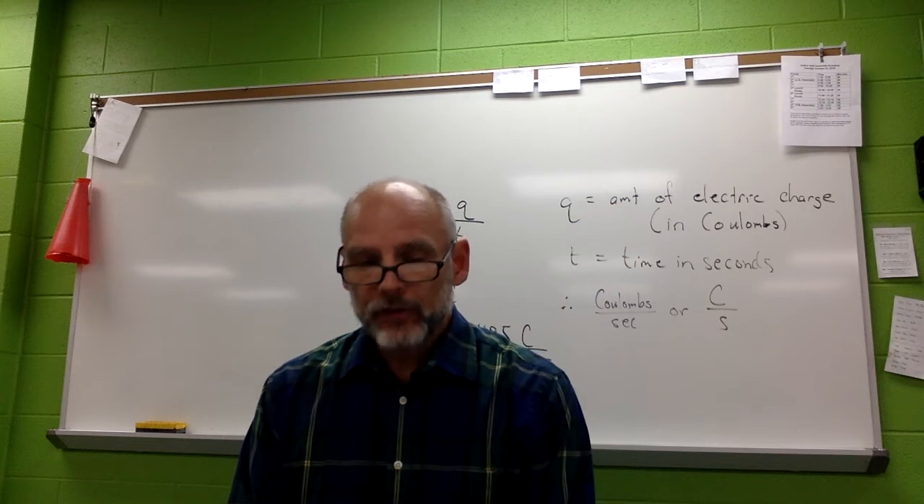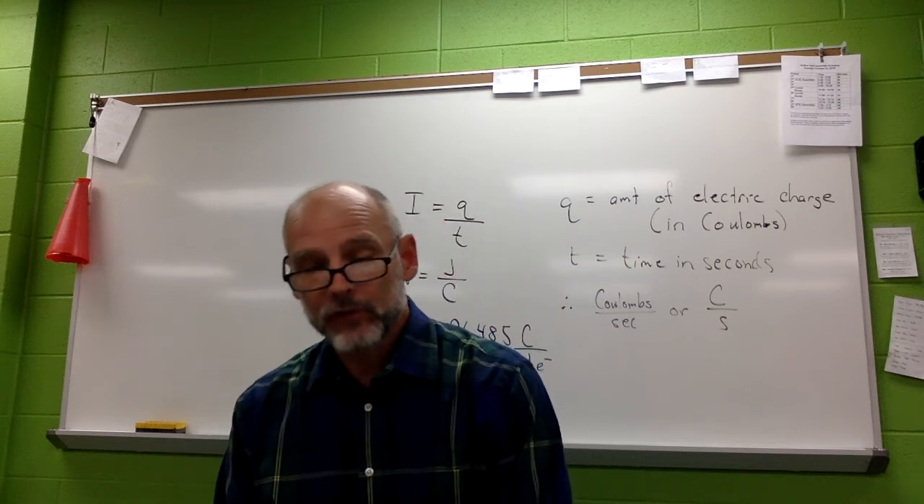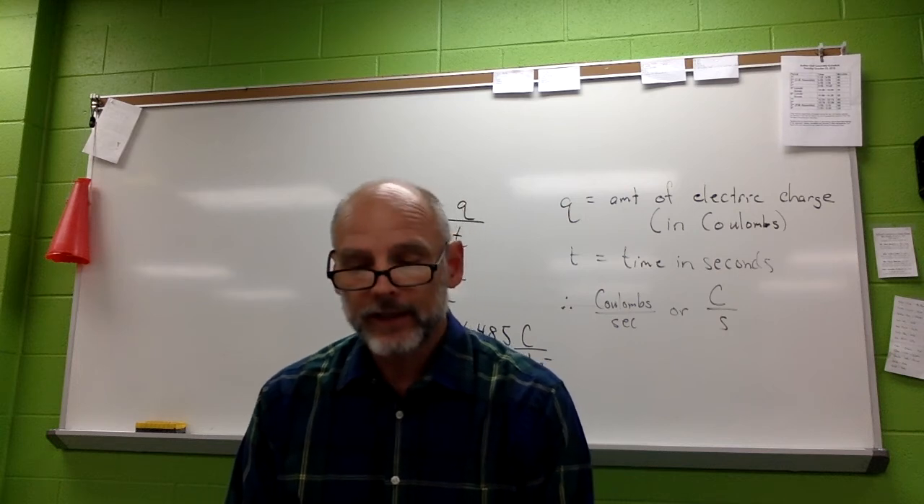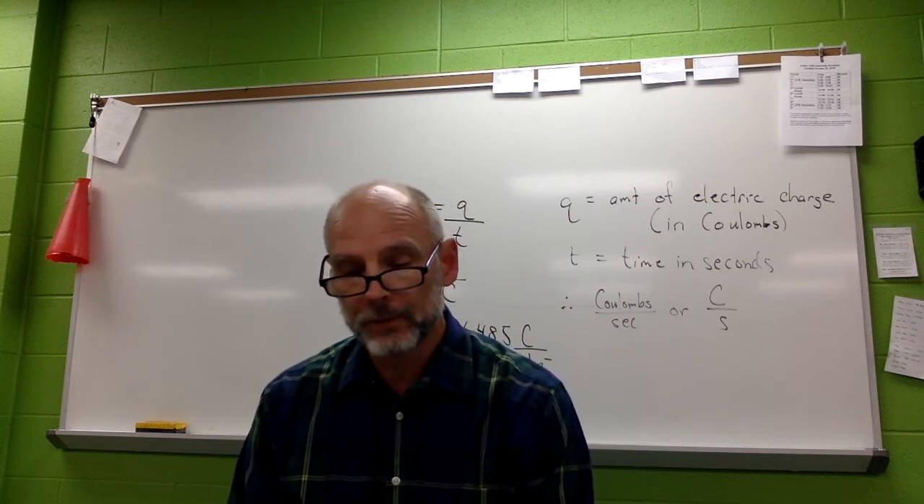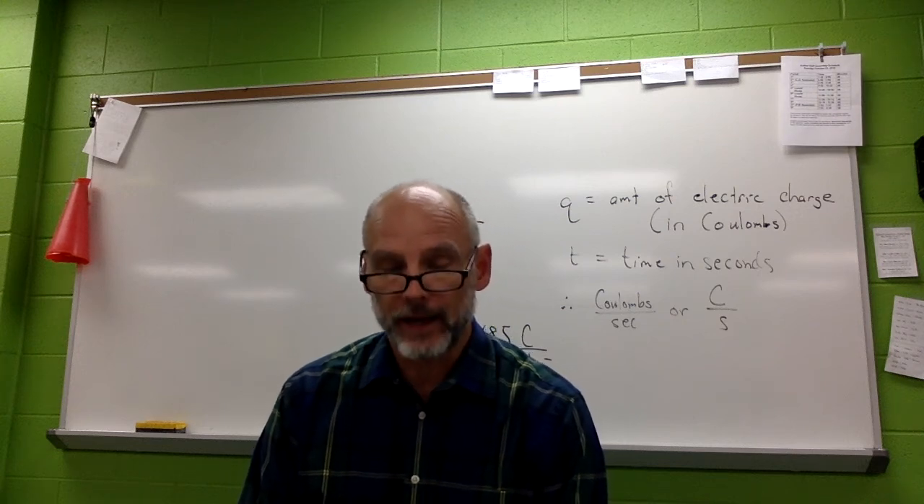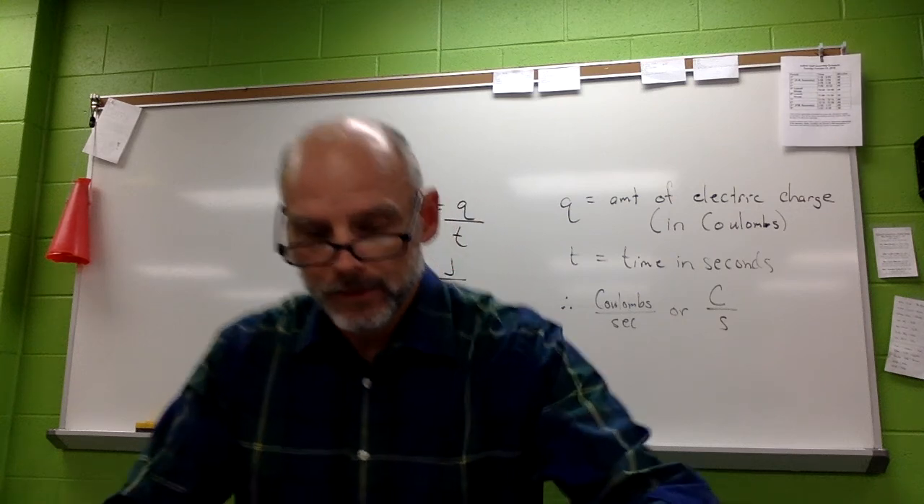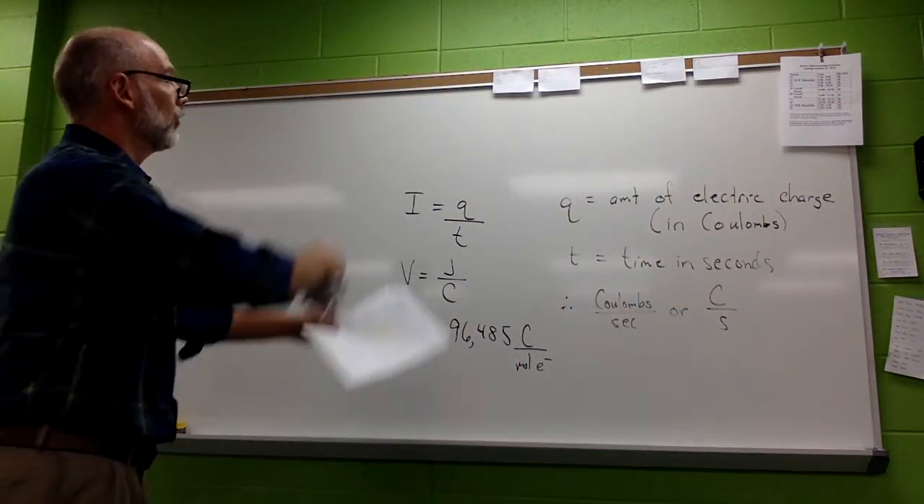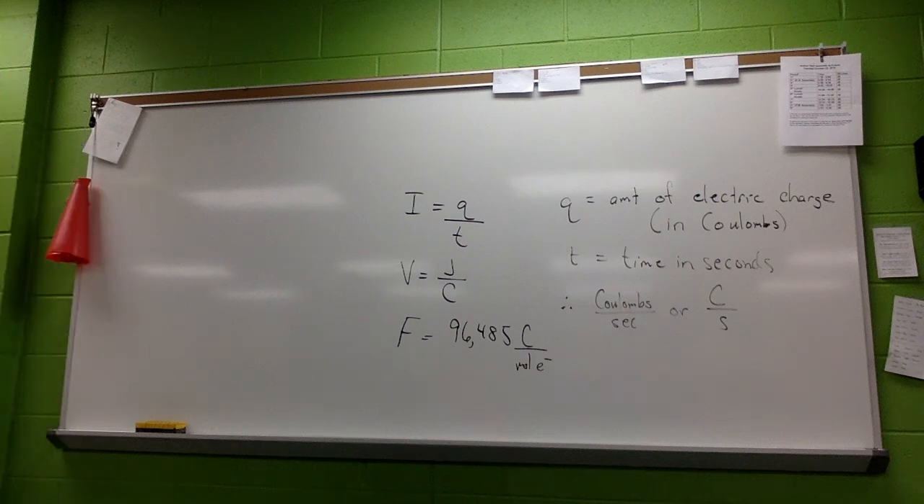It says calculate the mass of aluminum that is produced in 1 hour by the electrolysis of molten aluminum chloride if the electric current is 10.0 amps. All right, so let's walk and talk through this one. What information do we have available to us?